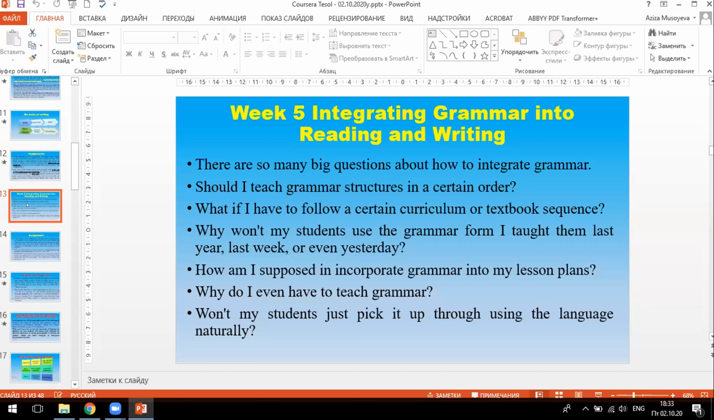Or how am I supposed to incorporate grammar into my lesson plans? And why do I even have to have grammar? And why won't my students just pick it up through using the language naturally? So you see, when we are incorporating grammar into our lesson, these kinds of questions may appear. So how can you answer this question, dear participants, if someone asks you, for example, how can you incorporate grammar into your lesson plan?